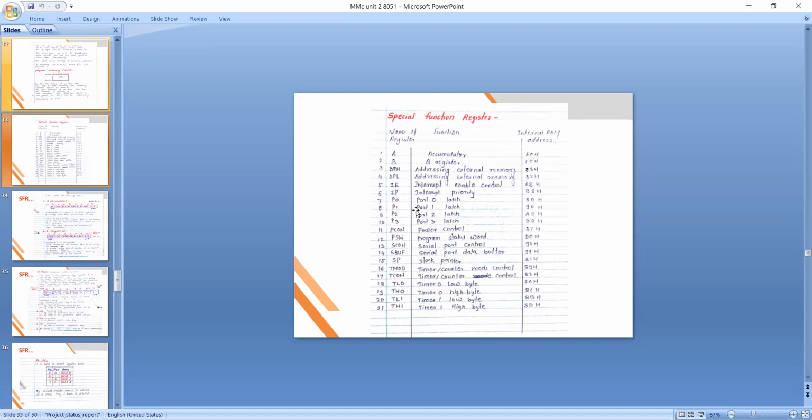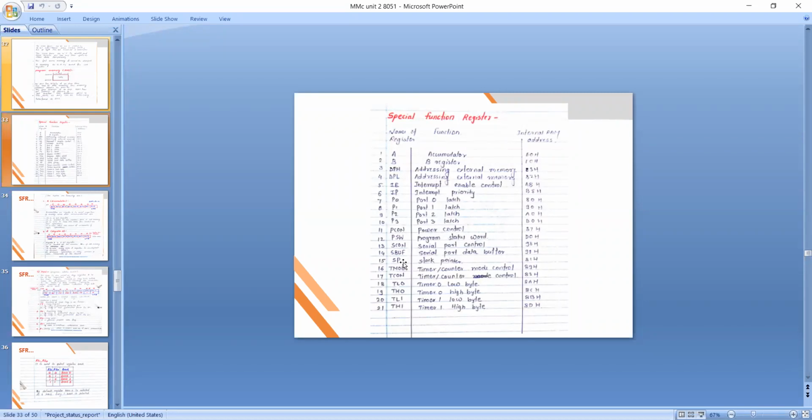PSW is the program status word. It performs two roles. First, it acts as a flag register: according to the result produced by the ALU, the specific flags are set or reset. Along with that, PSW is also used to select the register bank. The PSW.3 and PSW.4 bits are used for register bank selection. Next, SCON and SBUF are used for serial communication.